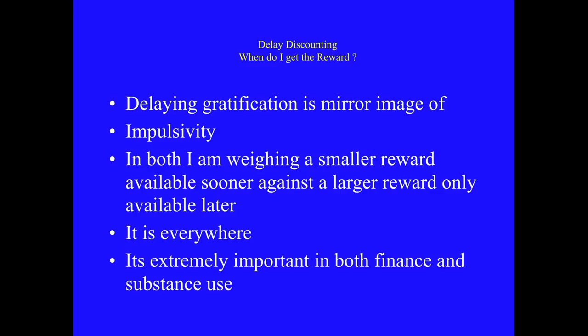So we have to talk about one more thing before we can get to our psychiatric example, and that is this notion of delayed discounting, which is we're always taking into account when do I get the reward, not just what the reward is. Delaying gratification is the mirror image of impulsivity. In both of them, I weigh smaller rewards now against larger rewards available later. And this idea of delayed discounting is everywhere.